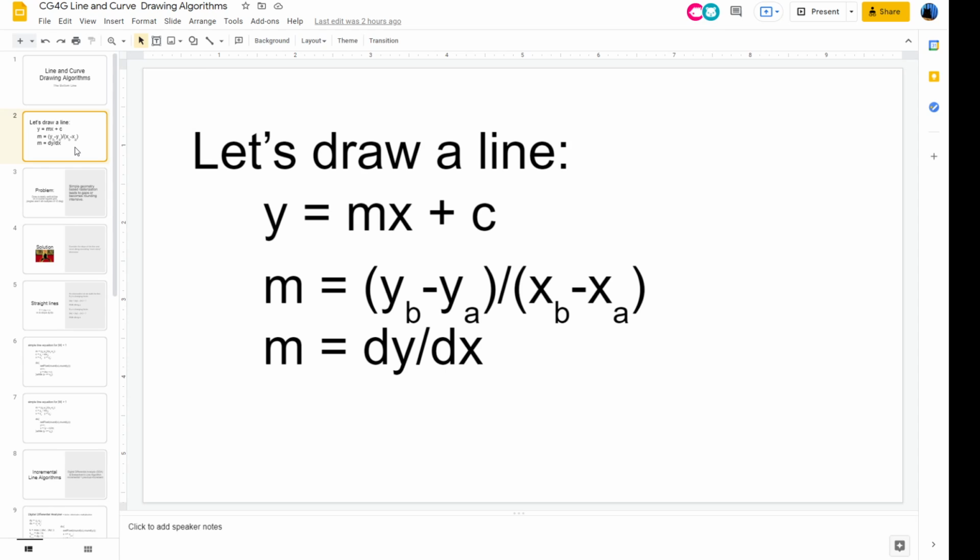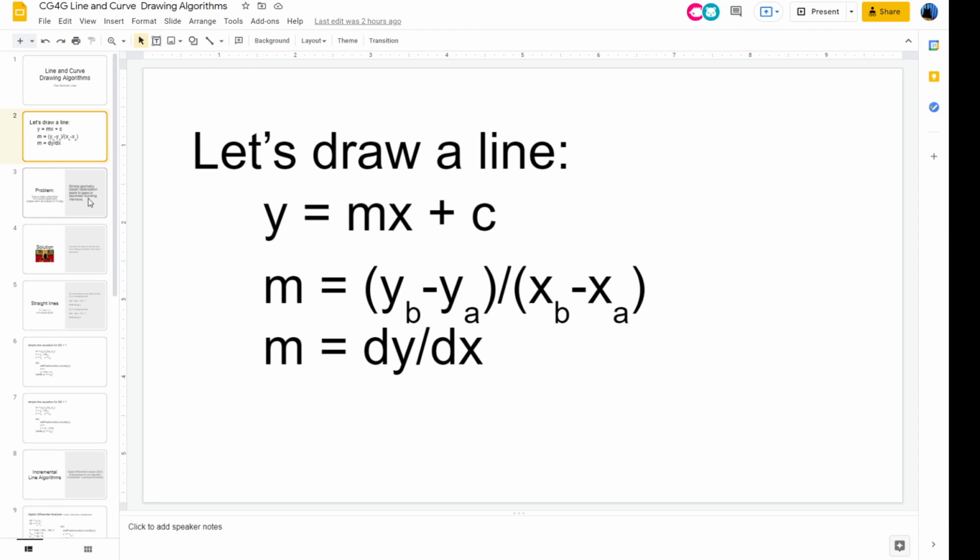m, of course, being the slope of the line, which we can figure out if we have any two points on the line. We just subtract the y's, which gives us our dy. Subtract the two x's, we get our dx, and that gives us the slope: how fast the line is changing y versus x. Pretty basic stuff. So let's think about how we would draw a line in a raster image.